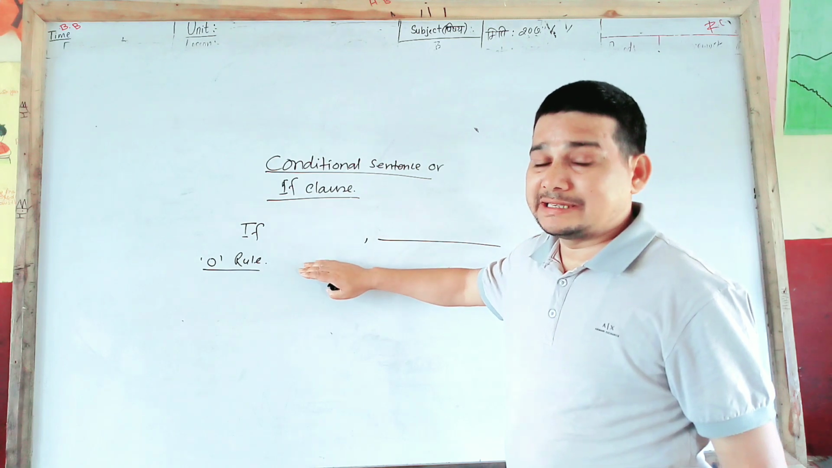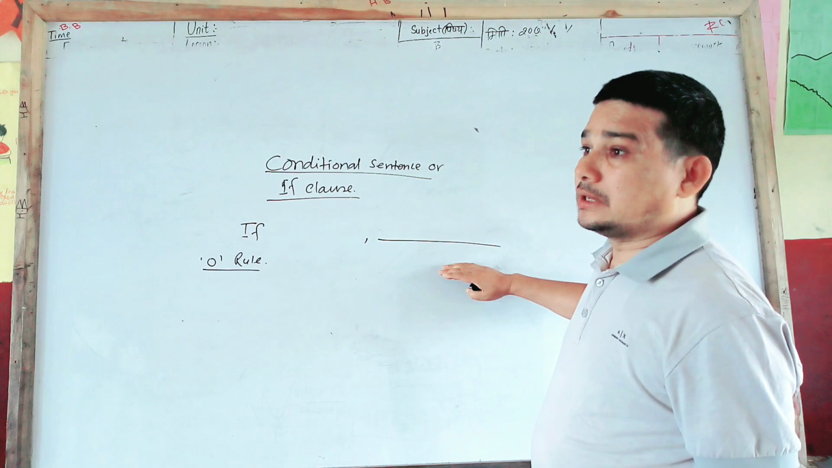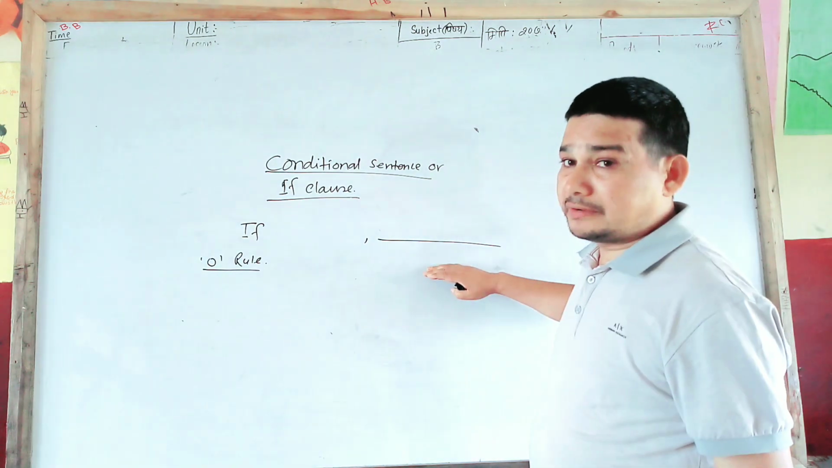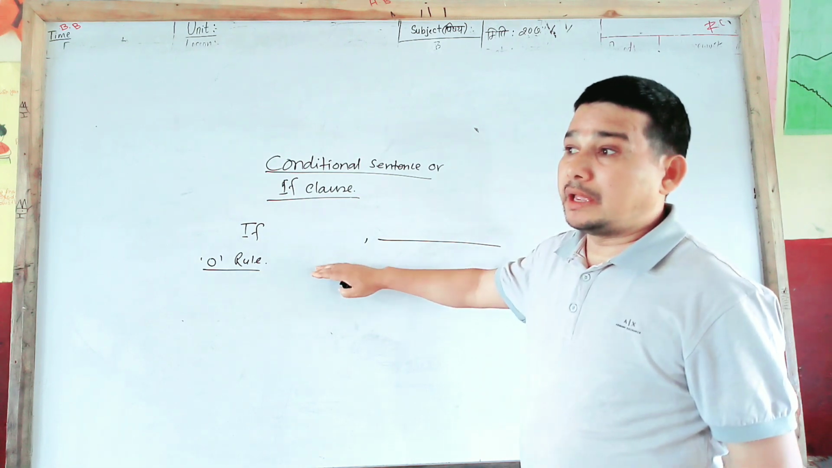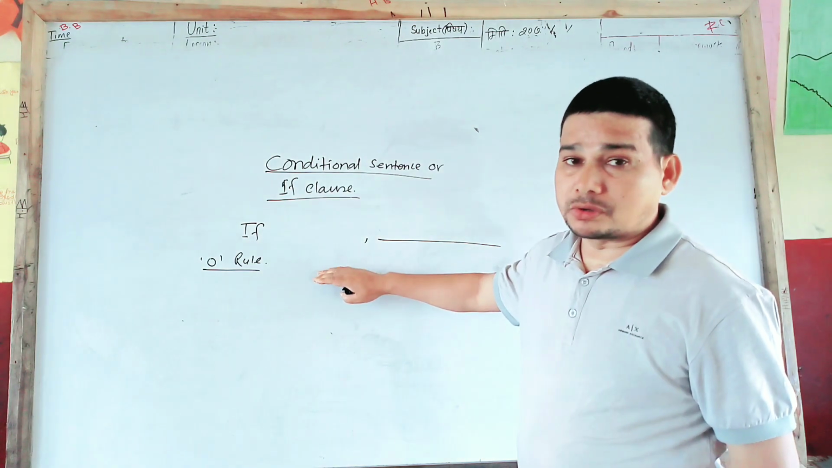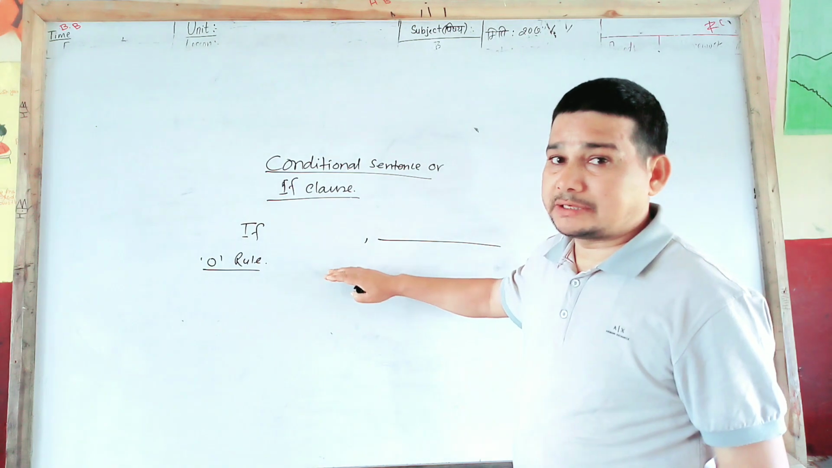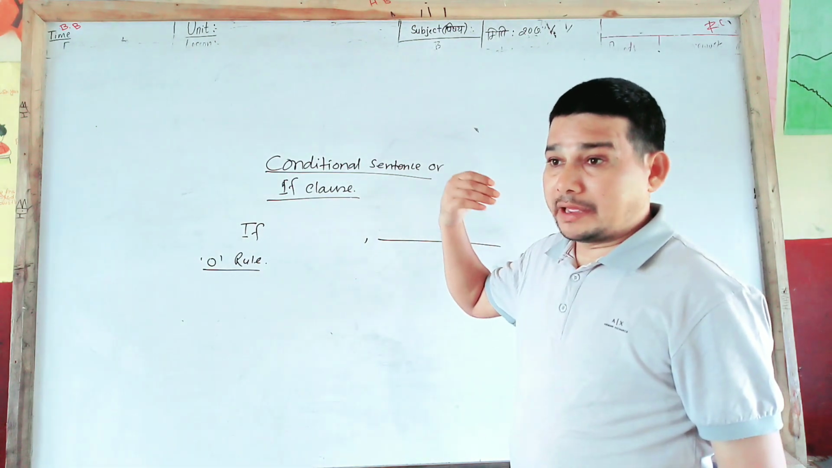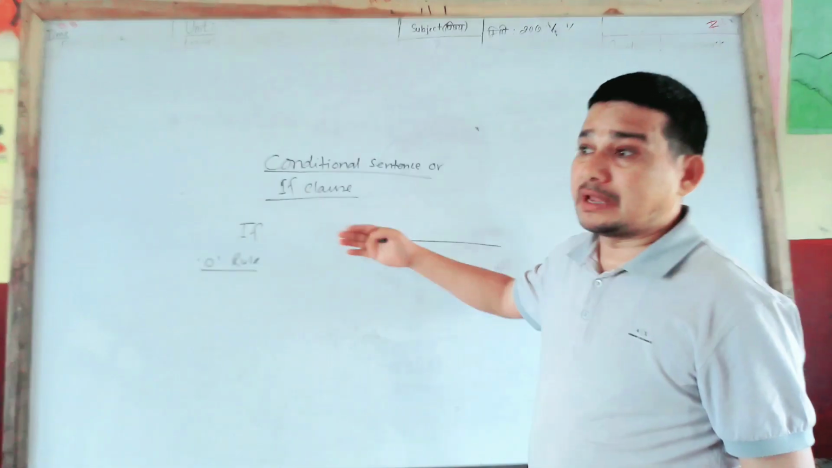The first rule is the 0 rule because no change is there. The if clause is in simple present tense and the when clause is also in simple present tense, but very often it doesn't happen. It happens only when things are predicted or 100% sure, so that no other form will be there, and we know that this is 100% sure to happen.